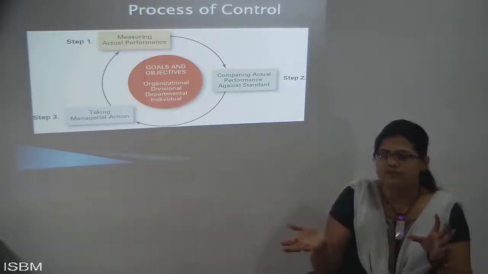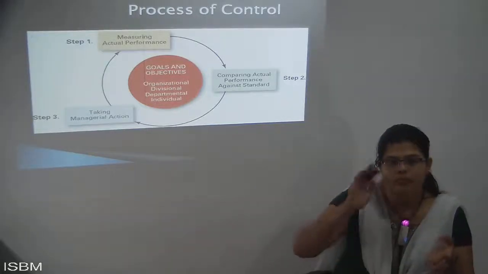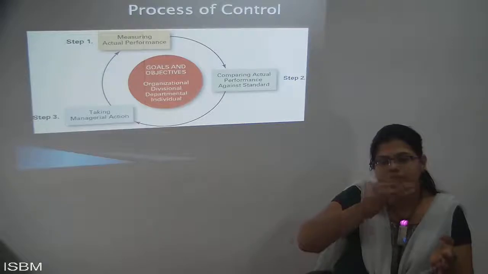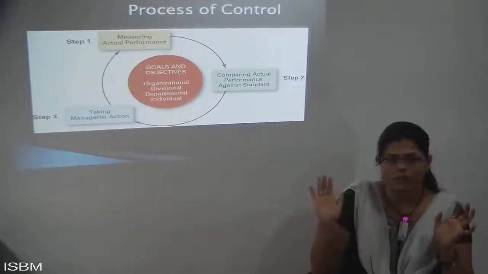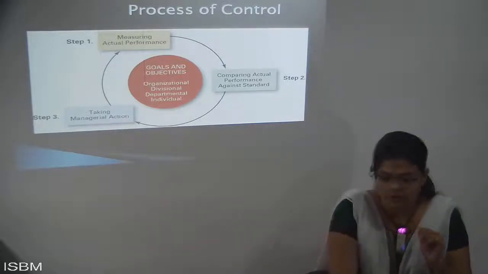If all of this has been controlled, then ultimately my goals and my objectives will be moving properly and I will complete my goals and objectives in the proper period of time. So this is one type of process of control.